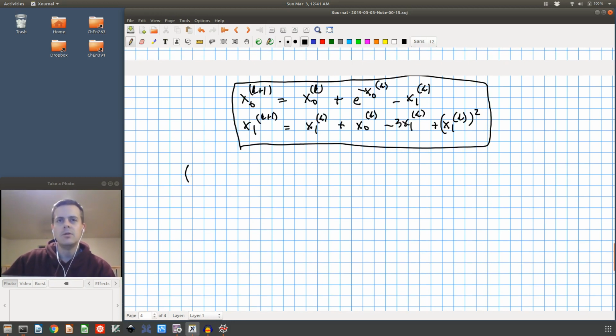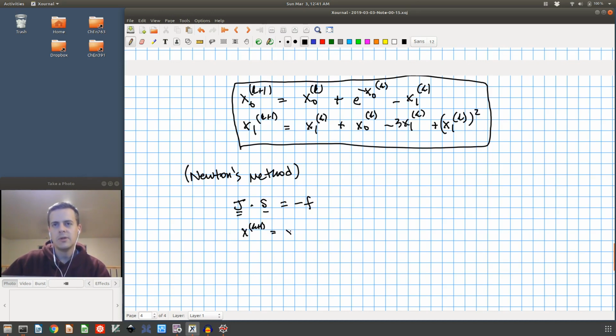Okay, Newton's method. In Newton's method, remember I have J dot delta equals minus F. And then I have x at k plus 1 equals x at k plus delta. Don't forget the minus. Some of you are going to forget the minus.